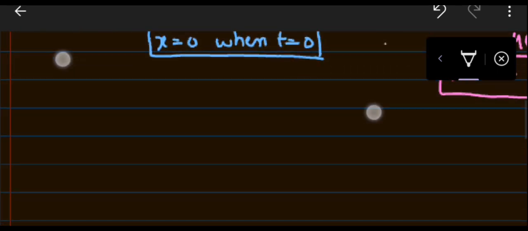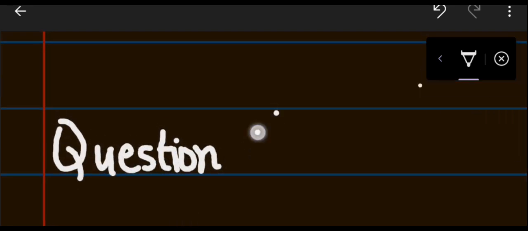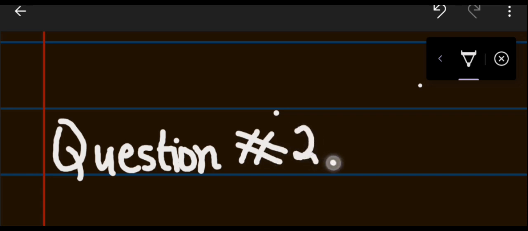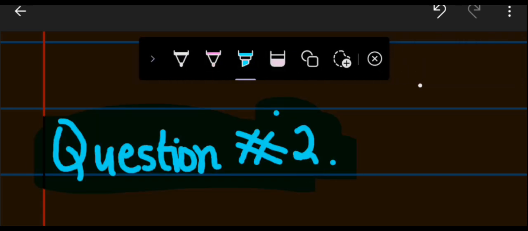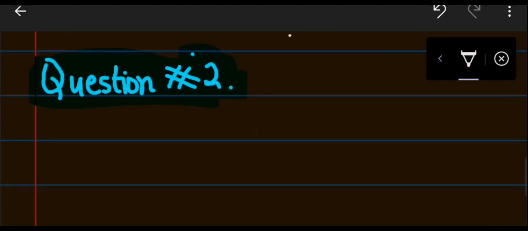Okay, solve these two and just answer in the comment box. So now we are moving towards question number 2. Question number 2 is also very easy. Question number 2 is nothing, but here we will only use the cos theta. Since we used sin theta in question number 1, here we will solve this question by using cos theta. So the equation is x is equal to 8 cos omega t.